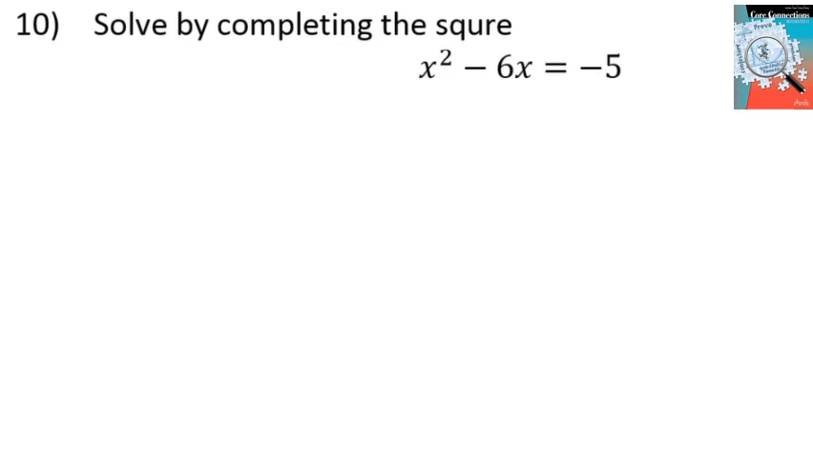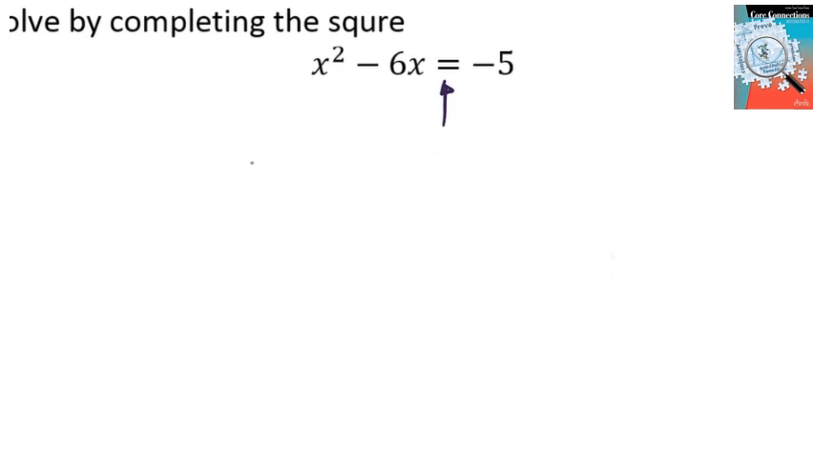Number 10, solve by completing the square. x squared minus 6x equals -5. So what I'm going to do is complete the square on the left-hand side. And as I do that, I'm going to be adding a value that I need to also add on the right-hand side to maintain the equality statement here.